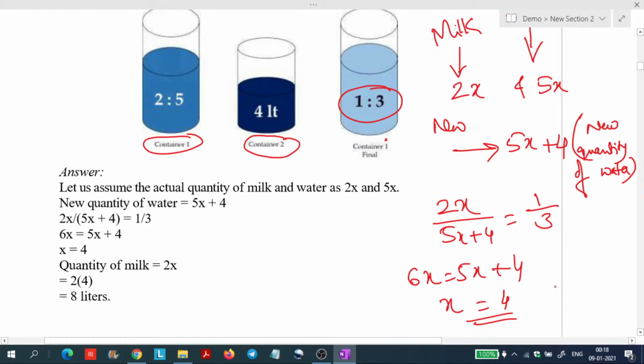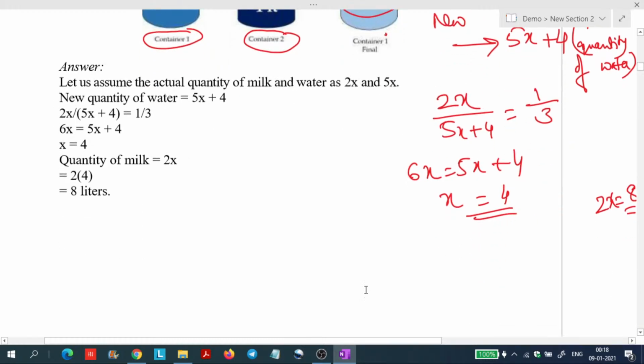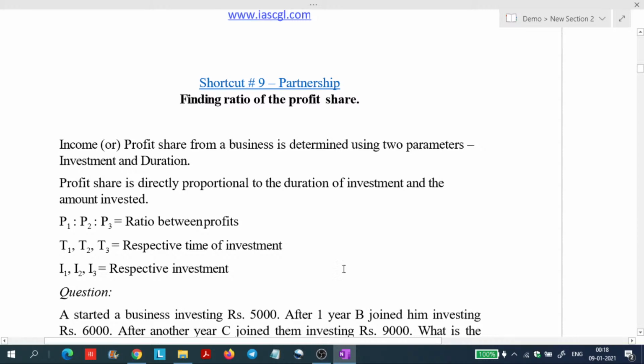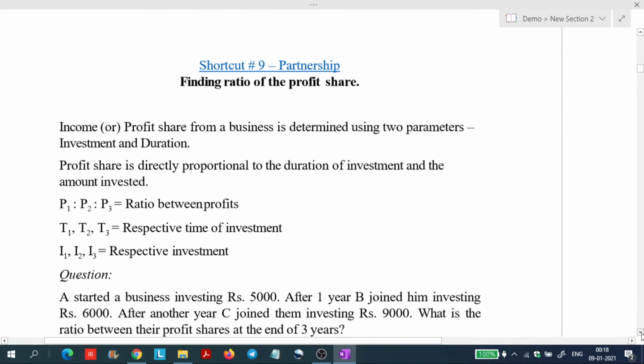The quantity of milk is 2x, that is 8 liters, since the x value is 4. So that is all about ratio and proportion tricks.